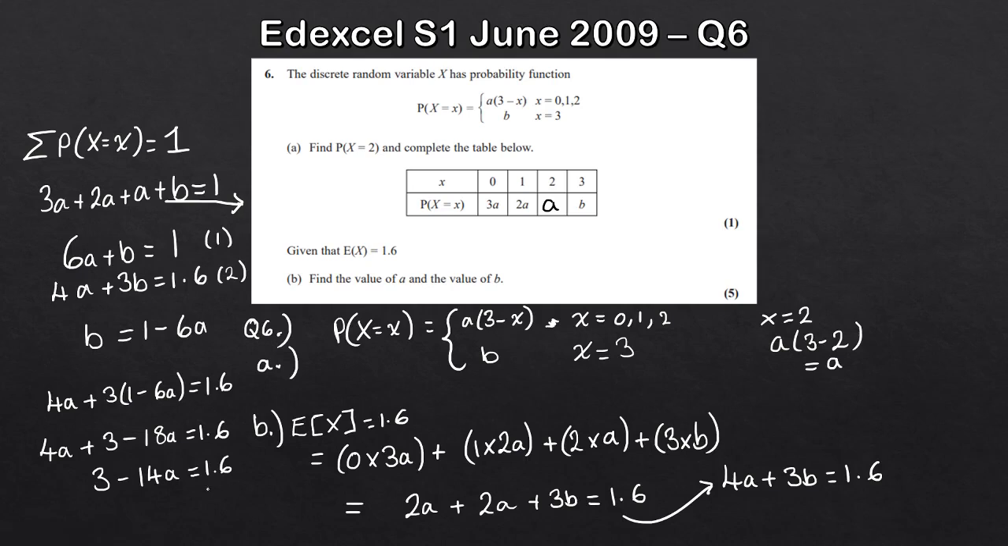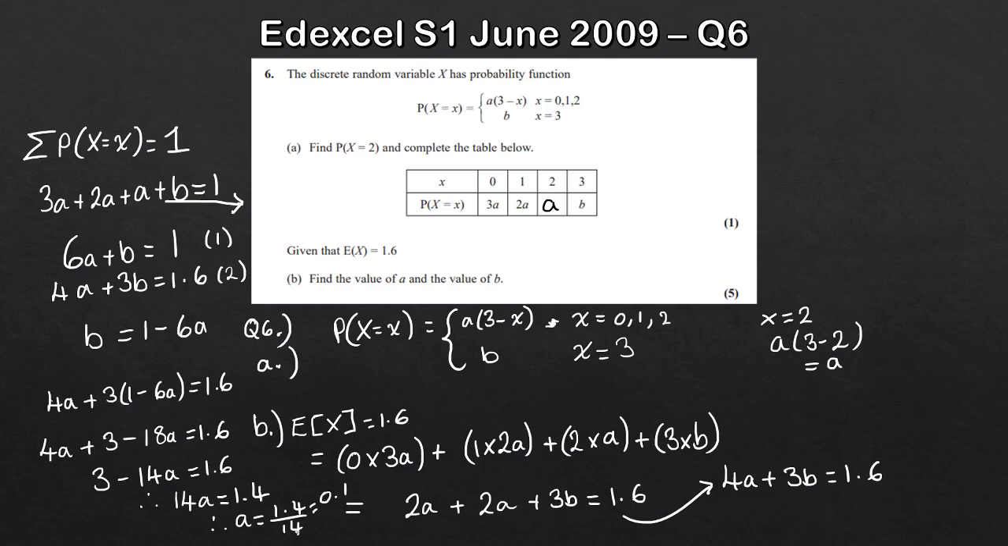Just rearranging this, I'm going to take the minus 14a across to the other side, making it positive, and subtract 1.6 off both sides. So I get 14a is equal to 1.4. In that case, a is 1.4 divided by 14, which is clearly just 0.1. So a is 0.1.